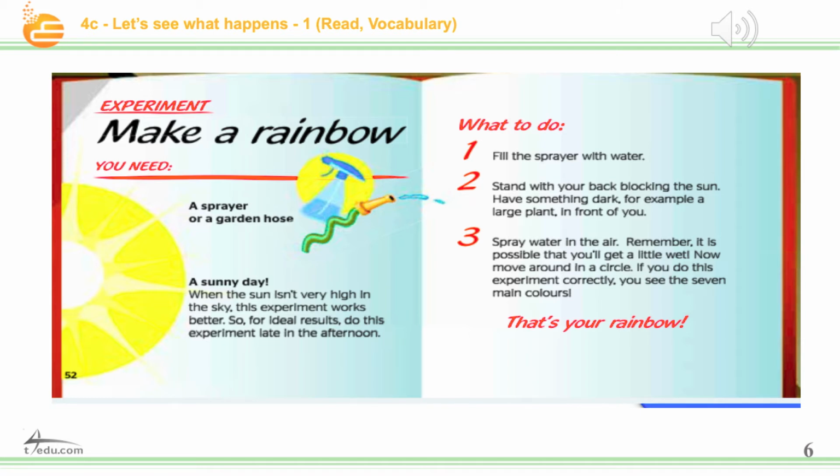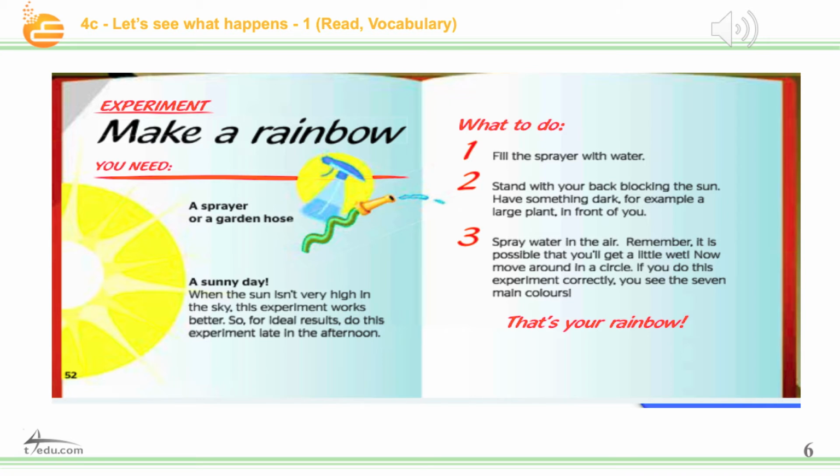3. Spray water in the air. Remember, it is possible that you'll get a little wet. Now move around in a circle. If you do this experiment correctly, you see the 7 main colours. That's your rainbow.